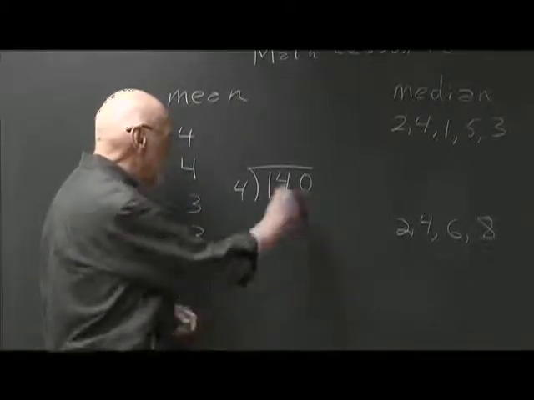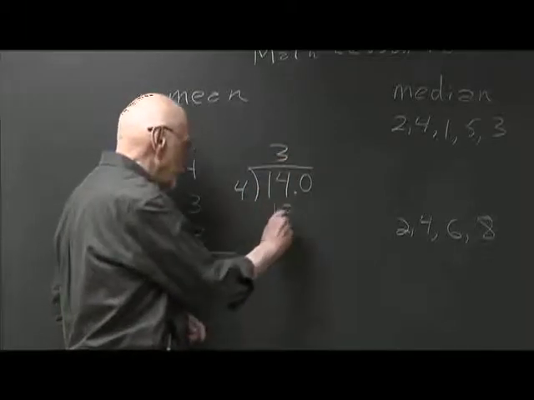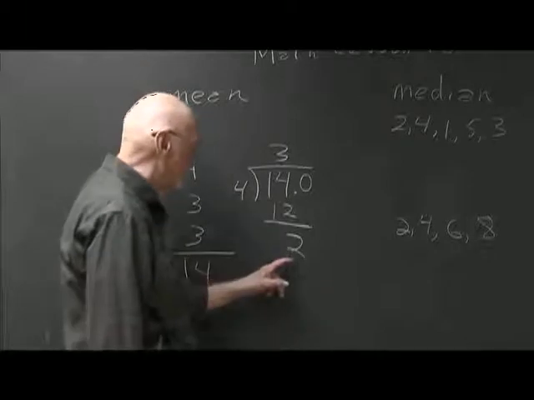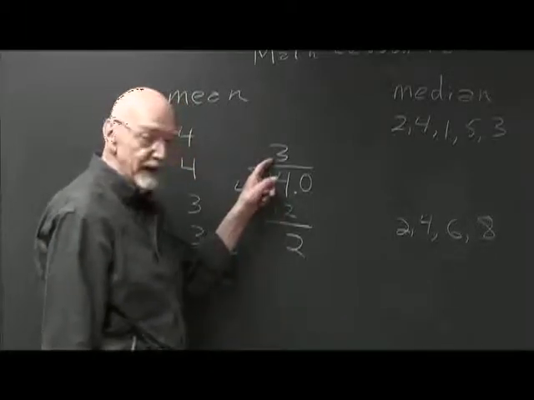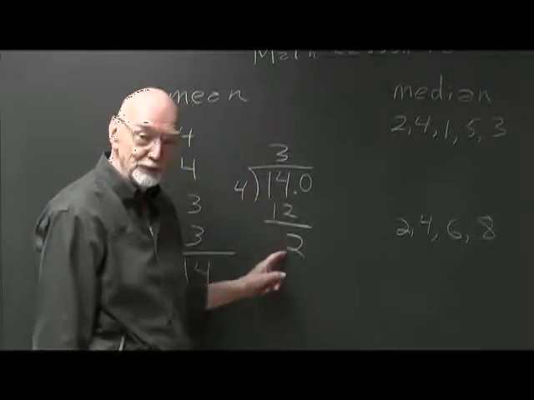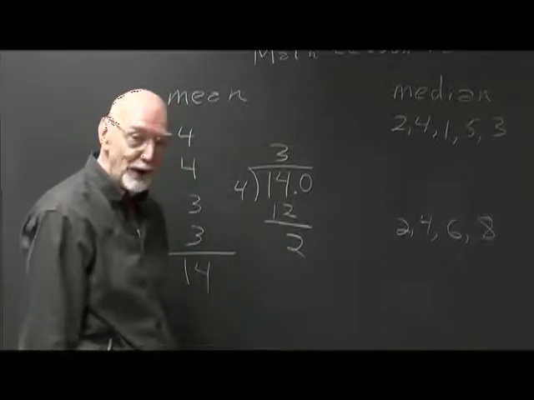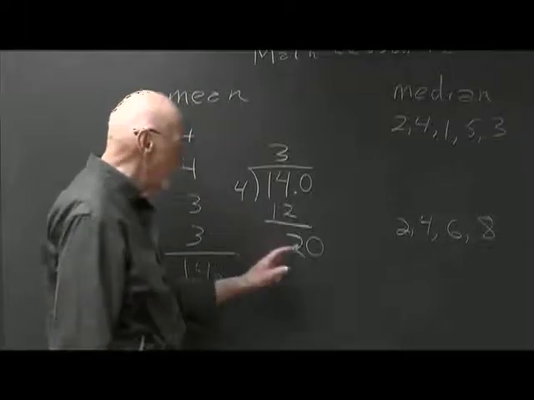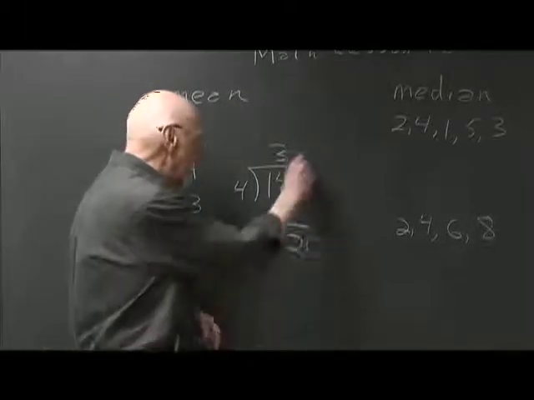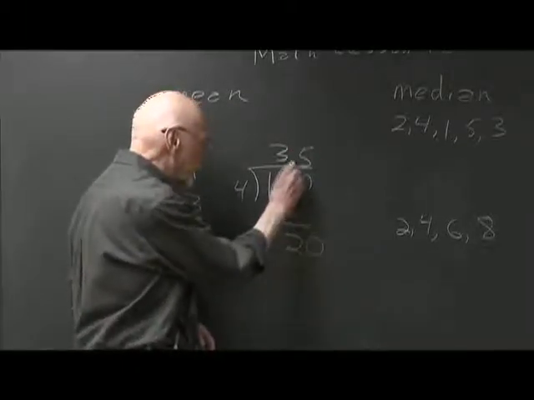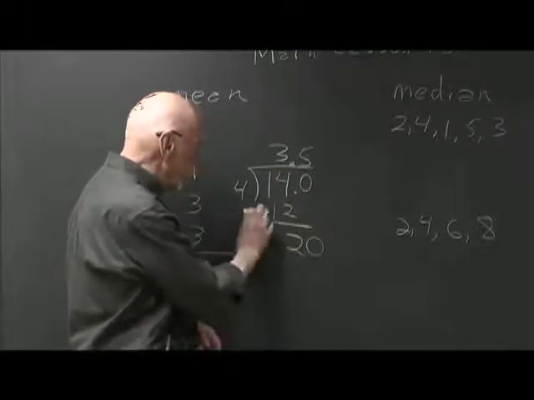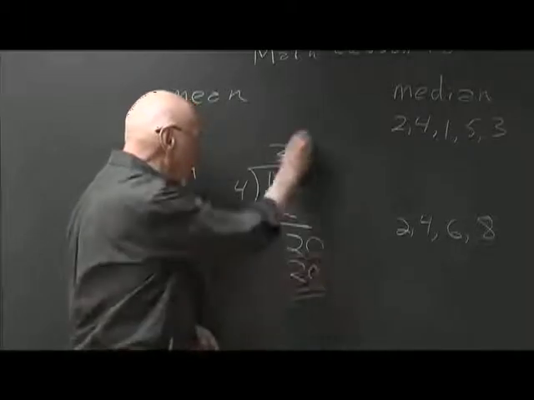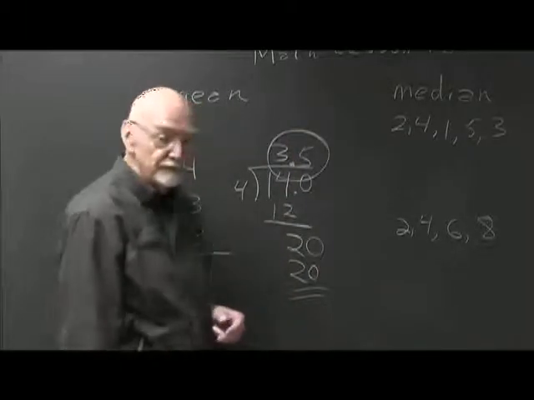4 into 14 would be 3. 3 times 4 is 12. We subtract and we get 2, but you don't want to tell someone your grade point average is 3 remainder 2. That's not the proper way. So we bring down the 0 and we continue. 4 into 20 is 5. Decimal point can go straight up. We don't need to move it. 5 times 4 is 20, and your grade point average is 3.5.